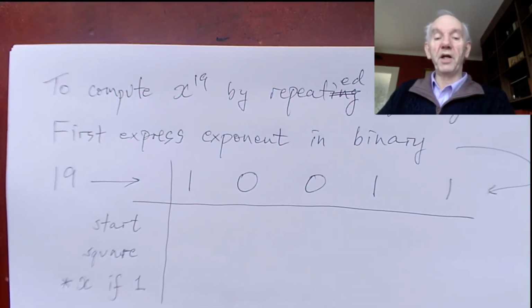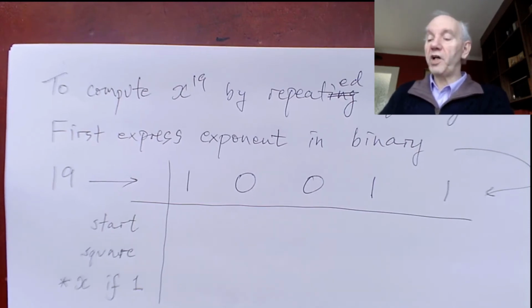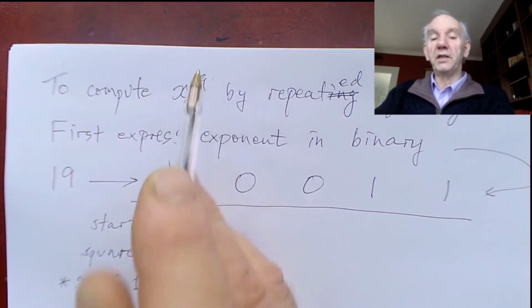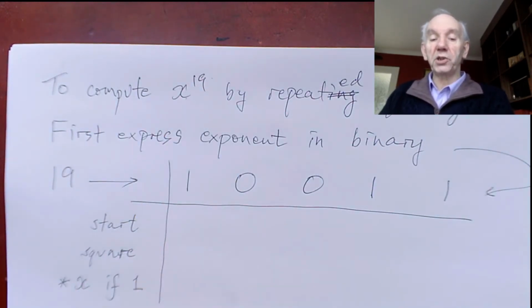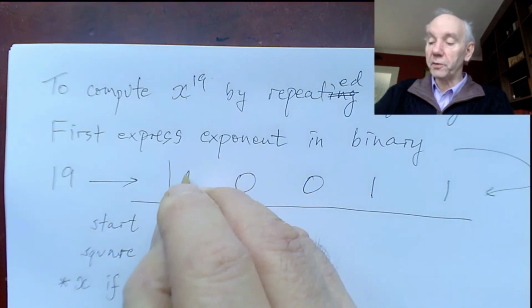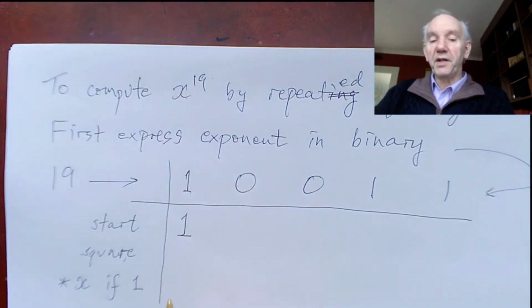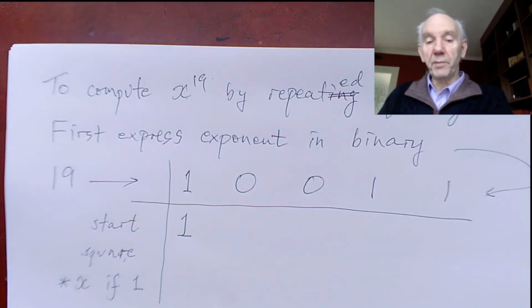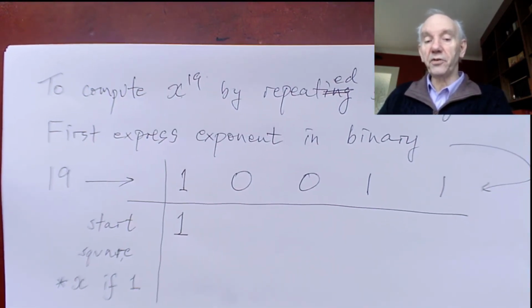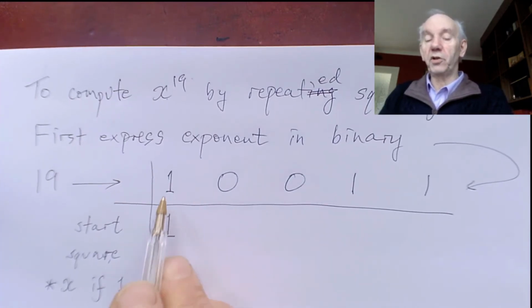And now I'll explain what I do. I'm raising x to the power 19. So start actually means that I just start with a 1. So you always put a 1 there that just corresponds to this 1 here. And then I'll explain in a moment, we don't really need the first column, but to make it systematic and to make the method correspond to the binary expansion, I'm using a first column here.